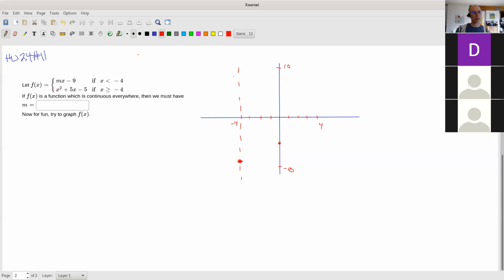And what's the turning point of that sucker? x equals -b/2a. So -5/2, which is -2.5. So the turning point of this thing is at -2.5, which is somewhere here. And I guess I need a calculator for that. Let's get a calculator.